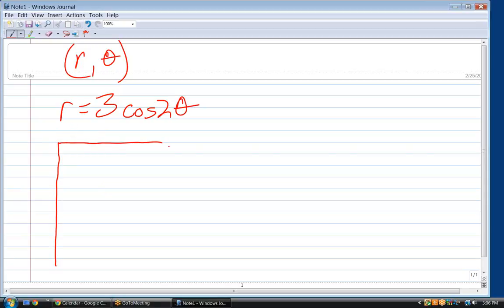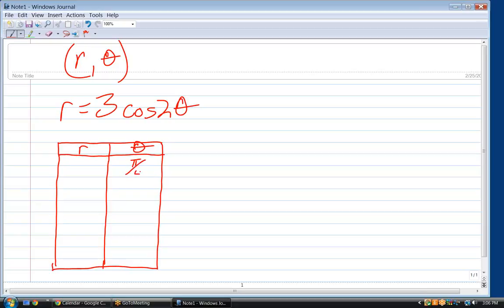Yeah. What's the left-hand column? Well, the table that I have is vertical, but the left is r and the right is theta. Okay, so pi over 4. So what's r when theta is pi over 4? Or do they give you that already? They don't give us any.